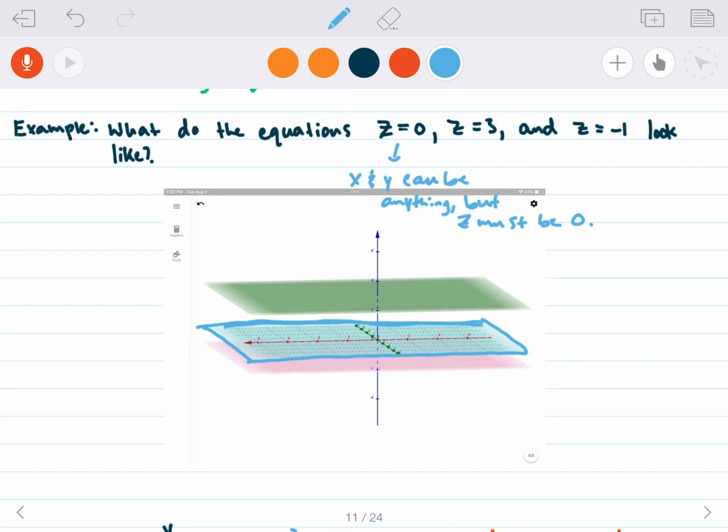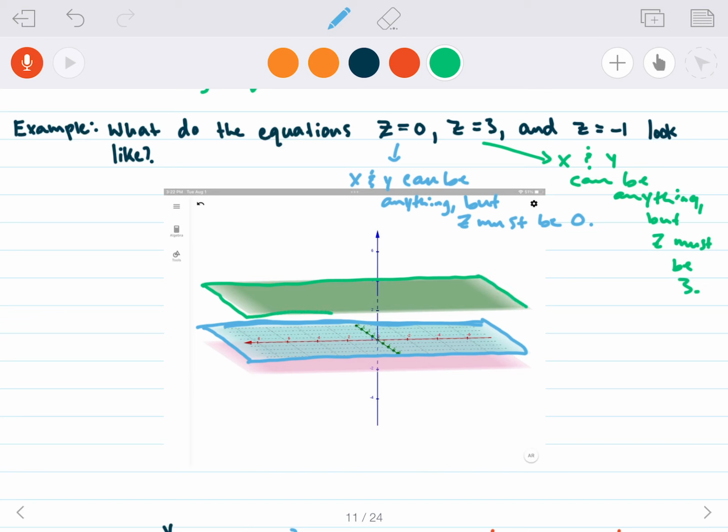So let's go ahead and move on to the next one, z equals 3. That's going to be the one in green. So this means x and y can be anything, but z must be 3. That's going to give us this flat sheet of paper up here, this green sheet of paper. If you were to plug this equation into GeoGebra, this is what you would see.